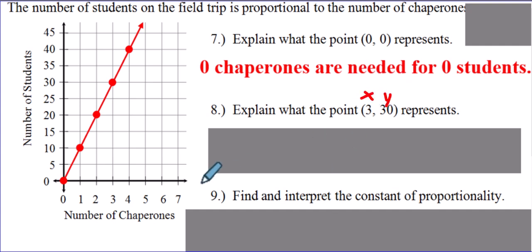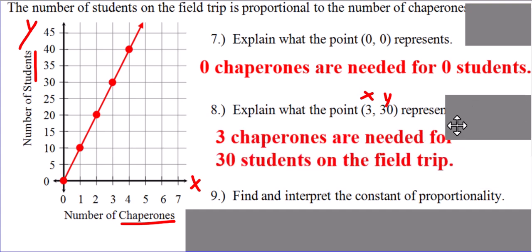3 is the x, 30 is the y. The x is the right and left, the y is the up and down, so x is chaperones, y is students. So we better say 3 chaperones are needed for 30 students on the field trip.